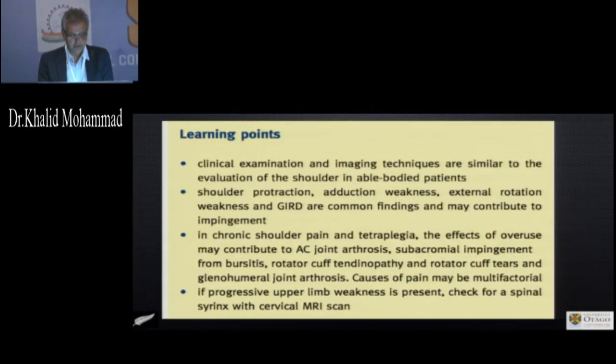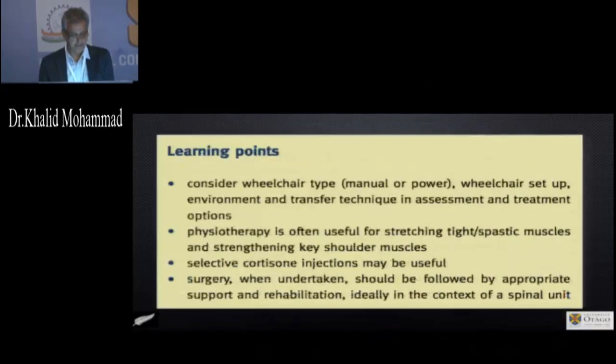In chronic shoulder pain and tetraplegia, the overuse may contribute to AC arthrosis, subacromial impingement, glenohumeral arthrosis, so there can be multifactorial causes of pain. But always beware if there's progressive upper limb weakness to check for a syrinx with an MRI.